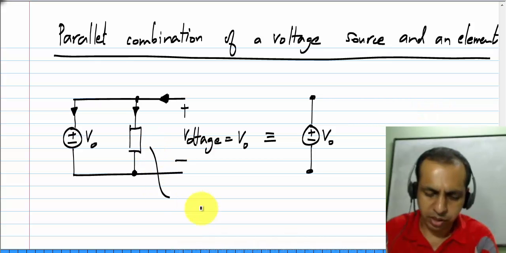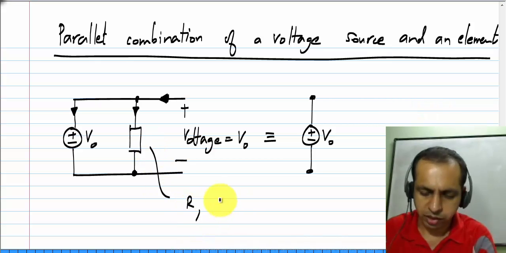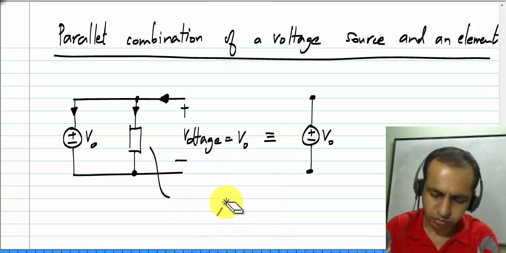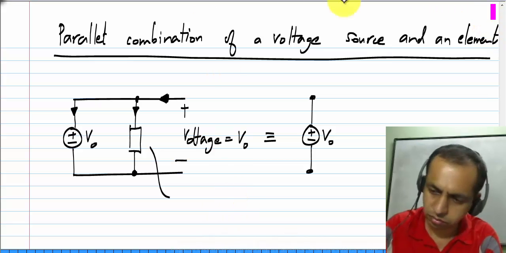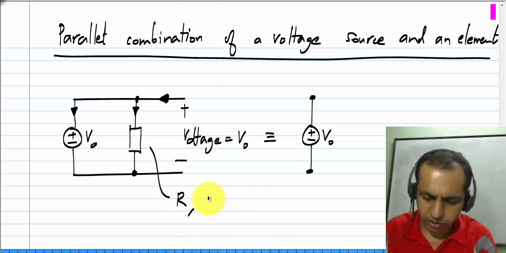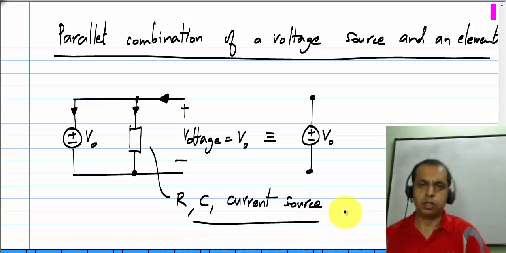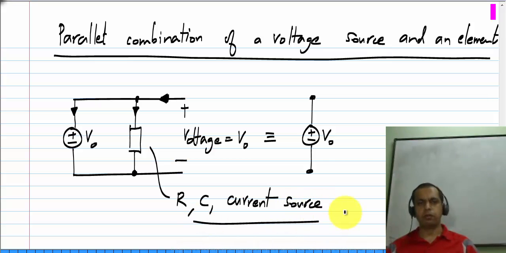So this element can be anything. It can be a resistor, it can be an inductor, it can be a capacitor, it can be a current source. Okay. So the parallel combination is just equivalent to a voltage source.